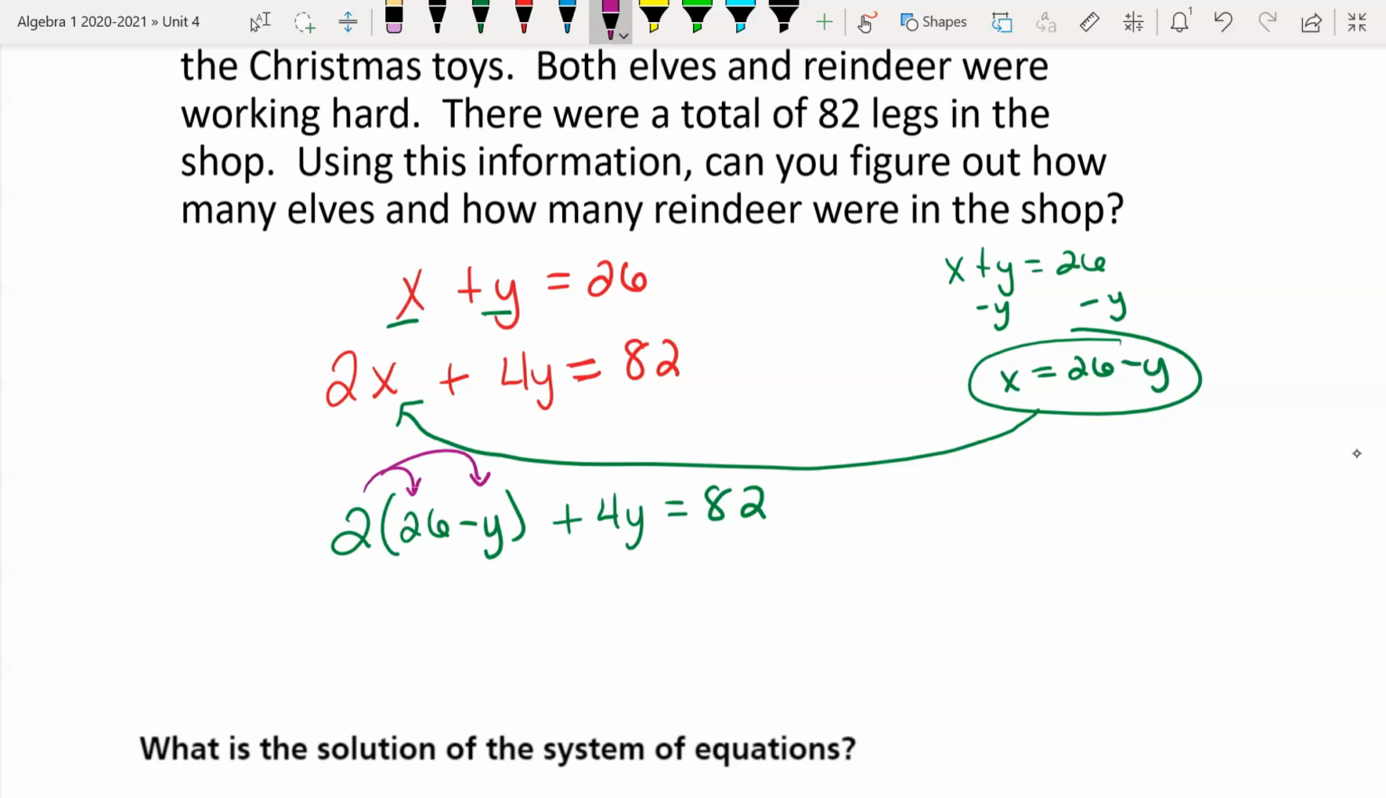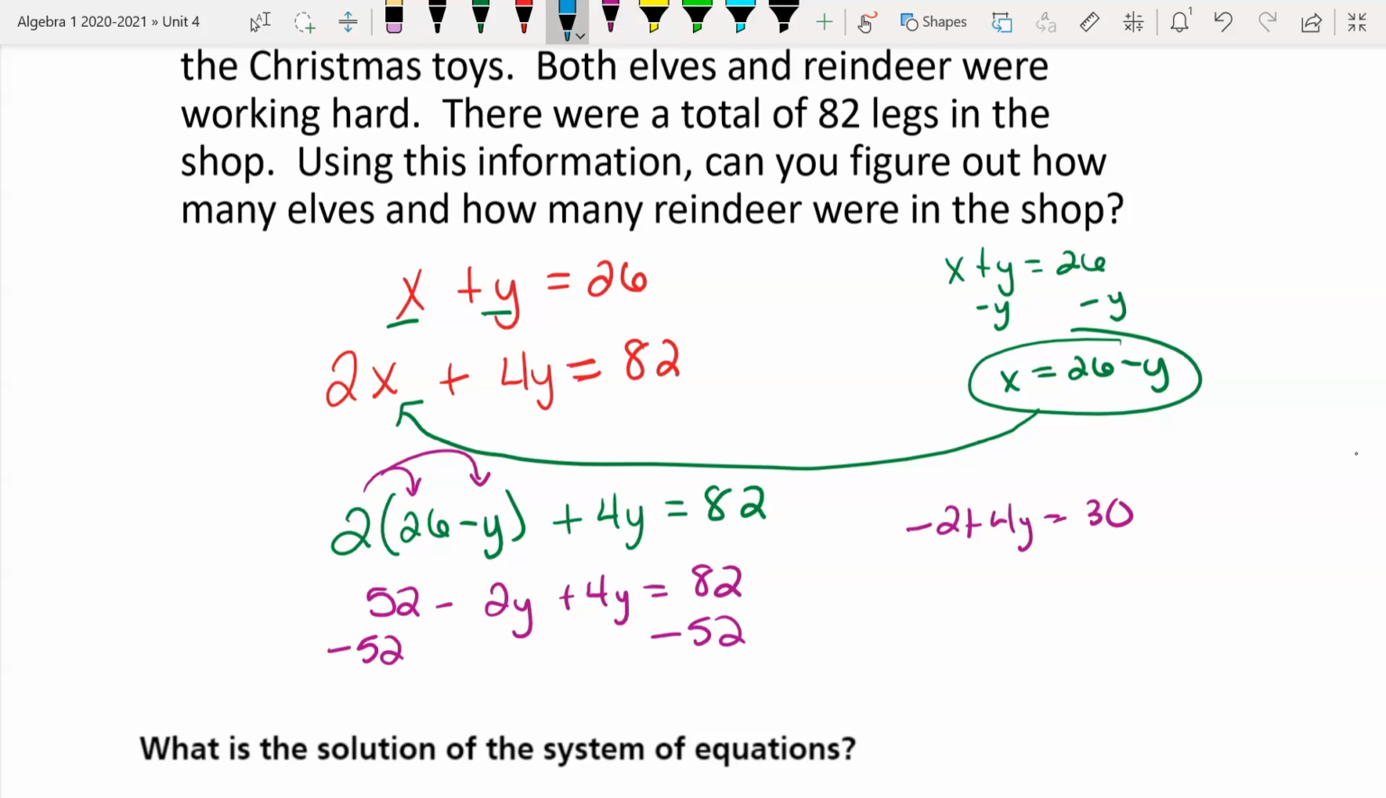I would distribute. I would get 52 minus 2y plus 4y equals 82. Subtract 52. I'm going to get negative 2y plus 4y equals 30. Go ahead and combine your like terms. So there it should be 2y equals 30. Divide by 2. I know that there's going to be 15 reindeer.